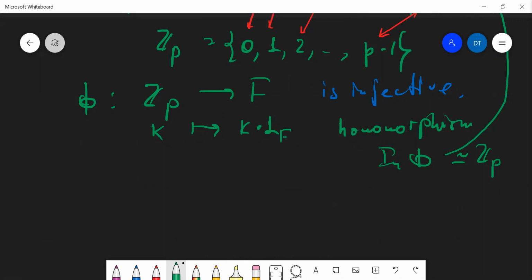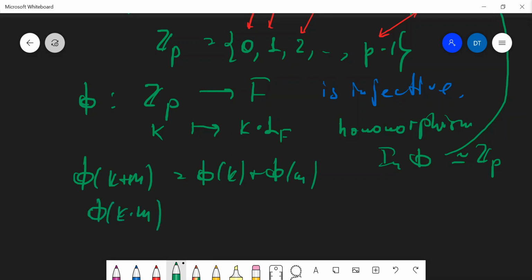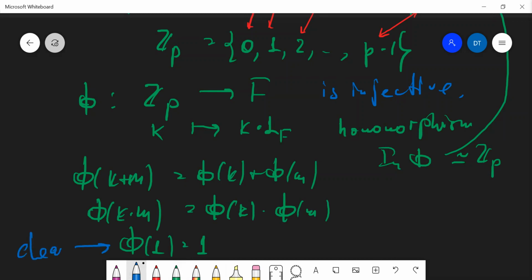We need to show that phi of K plus M equals phi of K plus phi of M. We need to show that phi of K times M equals phi of K times phi of M. And we need to show that phi of 1 equals 1. Well, the latter one is clear, because by definition, 1 goes to the element 1. So we need to check these two.